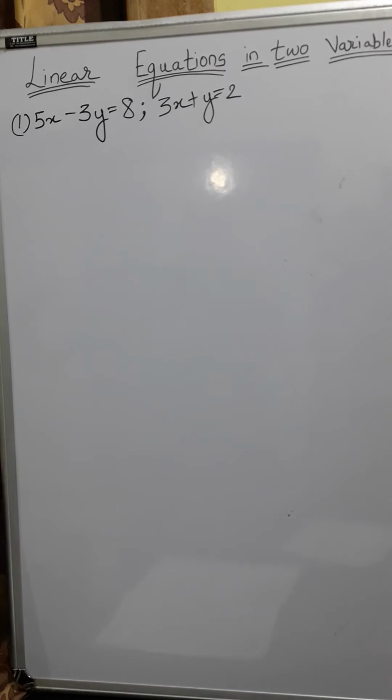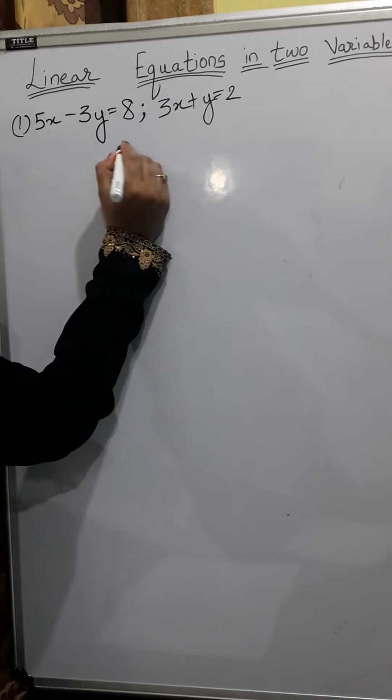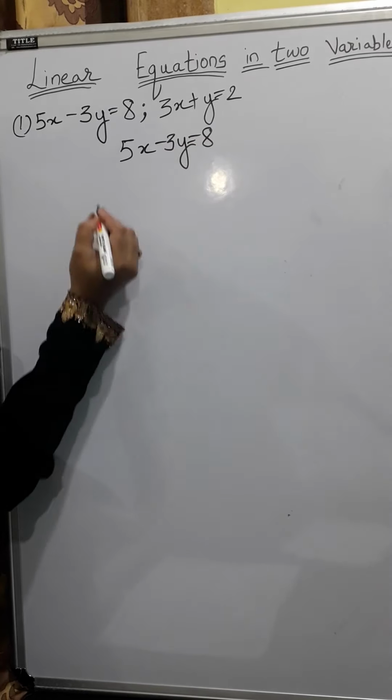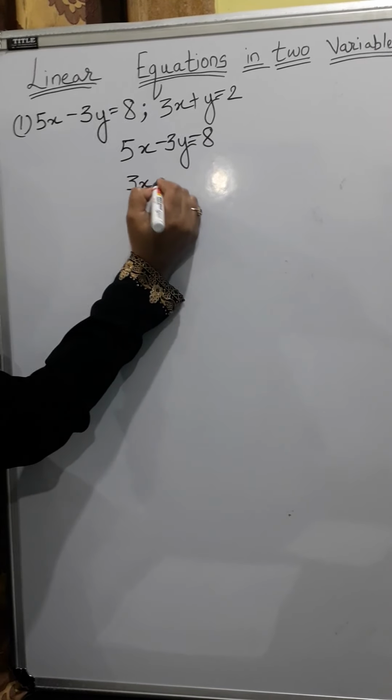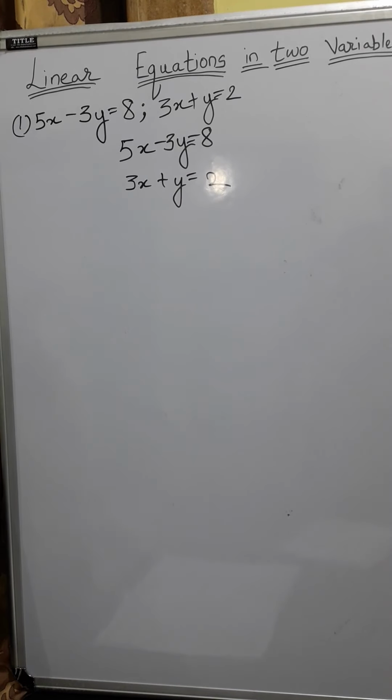Now on your board there is an example of a simultaneous equation. It means there are two linear equations, which we have to solve by simultaneous equation. That is 5x minus 3y is equal to 8, and the other equation is 3x plus y is equal to 2. These are examples of linear equations which we have to solve by the simultaneous equation method.